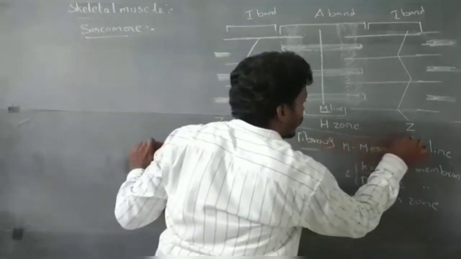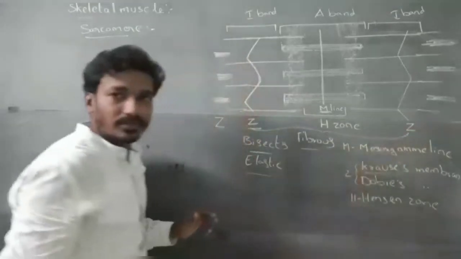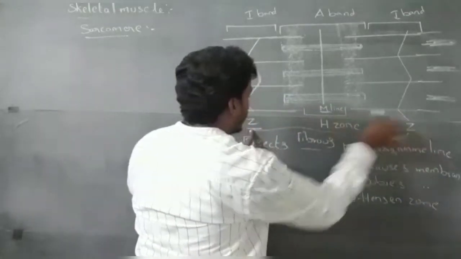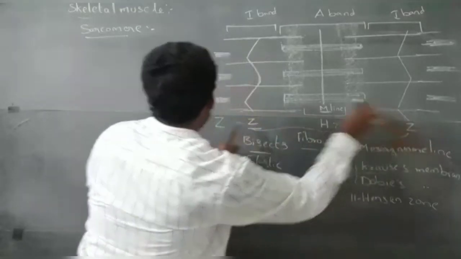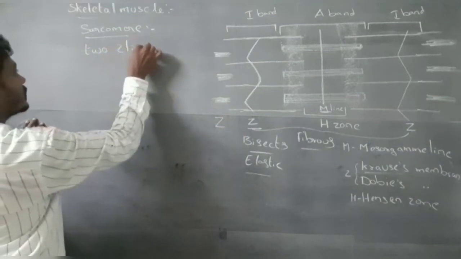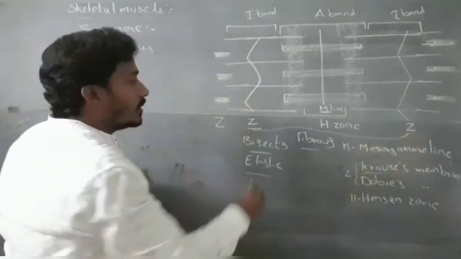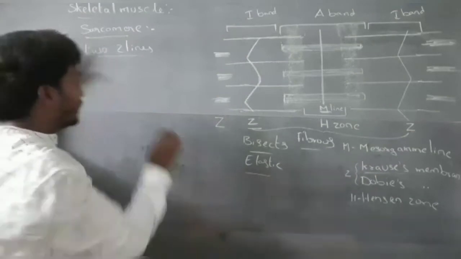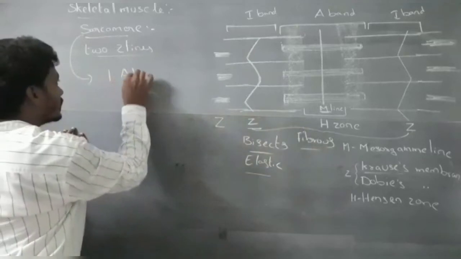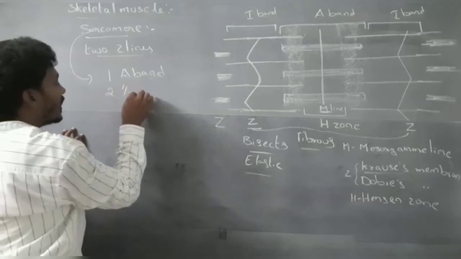Next, the region between the two Z lines is called a sarcomere. Each sarcomere contains one A band and two half I bands.